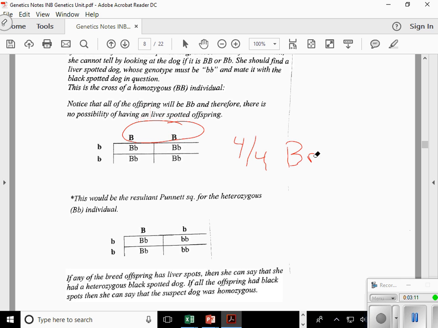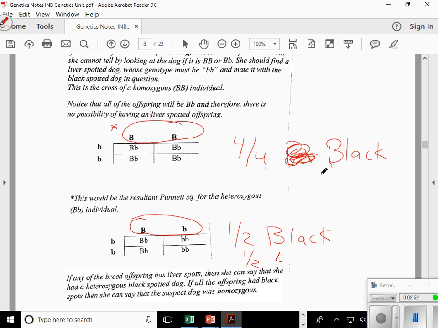I'm sorry. That's not erasing here, so we'll scribble it. 4 out of 4 black. So, if I have a homozygous dominant, big B, it gives me every single puppy that those Dalmatians would have black spots. Okay? Now, if I had one that was big B, little b, can you see here that 1/2 are black, 1/2 are liver?